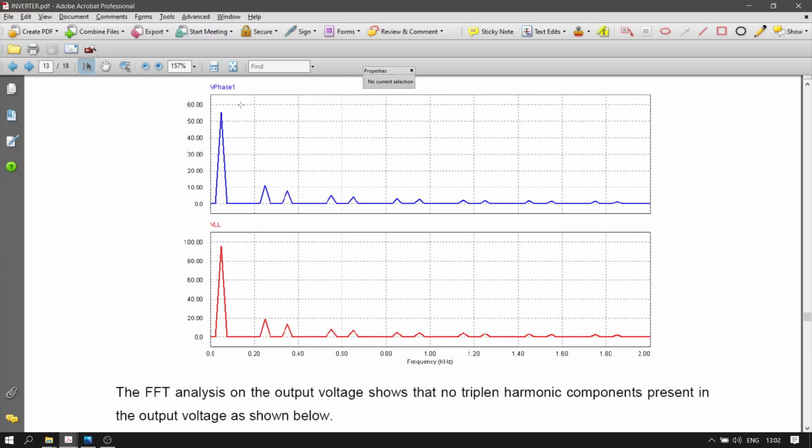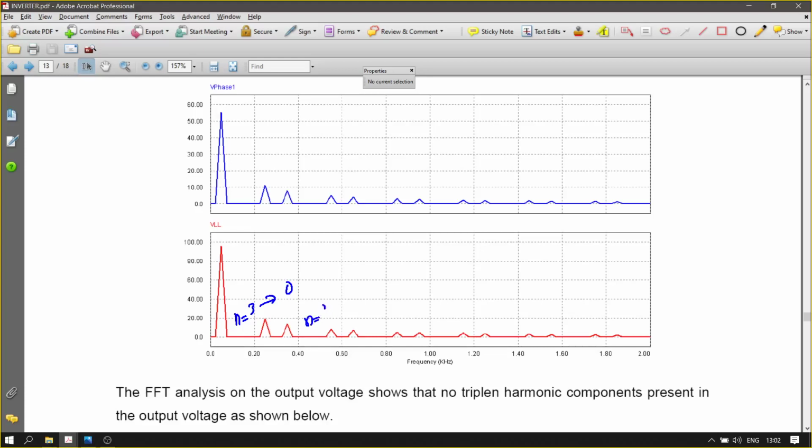What about, if you observe, those phase 1 line to line voltage and phase voltage, they have the same property, which is there are no triplen harmonics. This is triplen harmonics, so n equals 3 is 0. This is 9, n equals 9 is also 0. This is n equals 15, also equal to 0. But you have to prove it first, because the waveform is not a simple quasi-square.